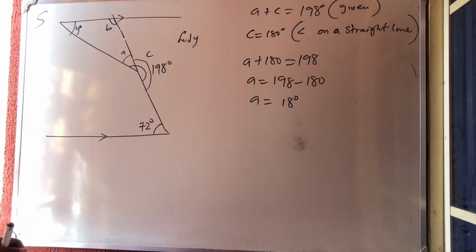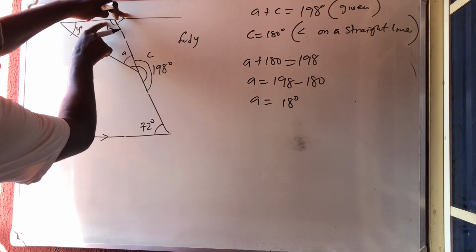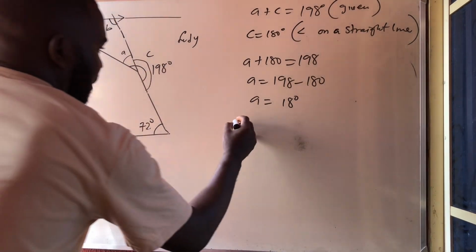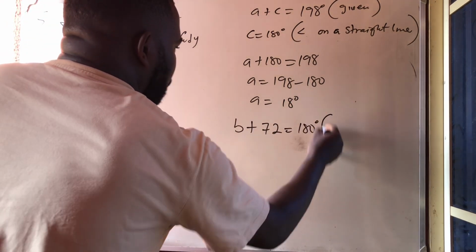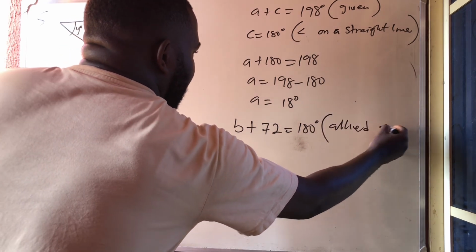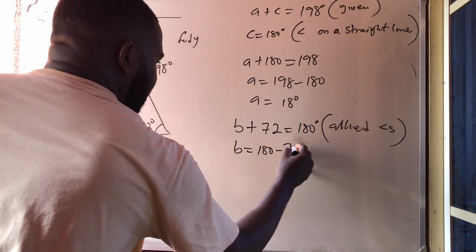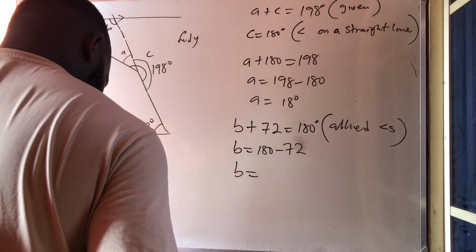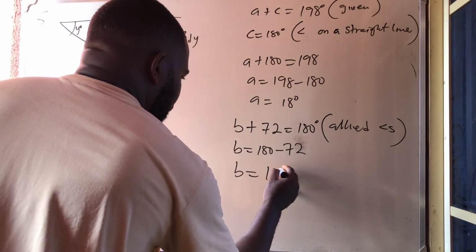Now, how can I get my B? If you look at B very well, you see that I'm having two parallel lines and the transversal line, and inside, look at these two inside, opposite each other, allied angles. So we can tell them that B plus 72 is equal to 180 degrees. What is my reason? Allied angles. Okay, so we now have that B is equal to 180 minus 72. So I have 108 degrees.